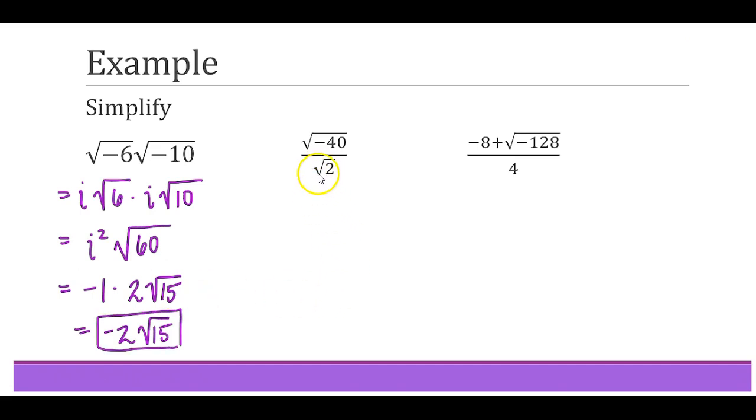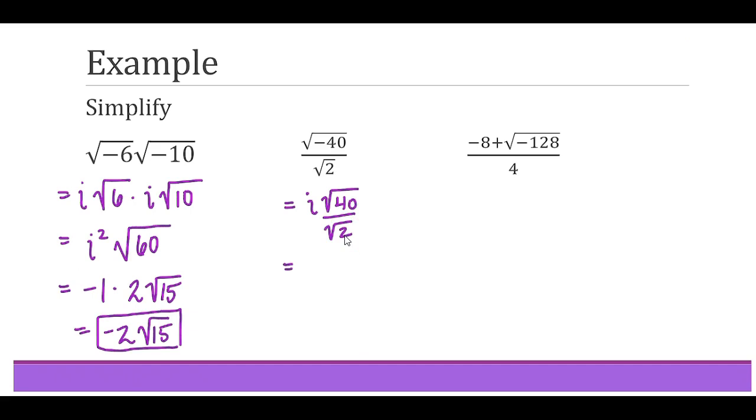Let's go ahead and take a look at the next one. I have the square root of negative 40 divided by the square root of 2. So the first thing is to remove the imaginary unit, that square root of negative 1. So I have i, the square root of 40, divided by the square root of 2. And now, because I have both of these positives underneath the square root, I can divide the parts underneath.